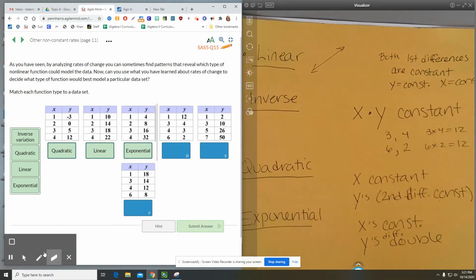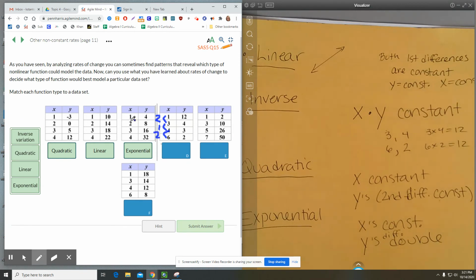Okay, now let's take a look at this next one here. Sorry. Hold on. Let's back that up a second here. From 1 to 3, that's an increase of 2. From 3 to 4, that's a 1. And from 4 to 6, that goes up by 2.